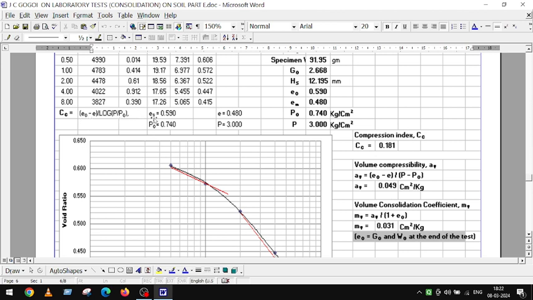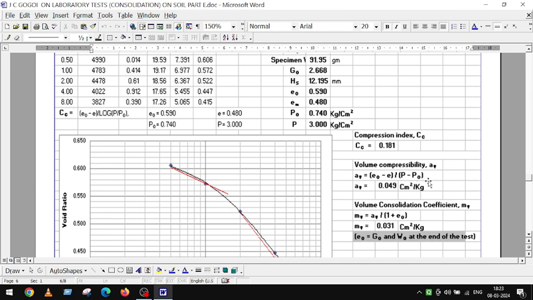This is 0.55, E0. Accordingly, from this equation, we can calculate the CC. This is AB, minimum pressure, original void. This is the minimum void ratio.